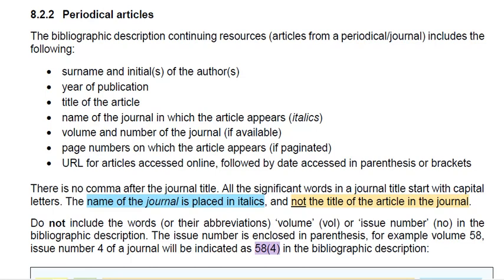Then it further says, because this is also important, do not include the words or the abbreviations volume or issue number in the bibliographic description. The issue number is enclosed in parentheses, which are brackets. For example, volume 58, issue number 4 of a journal will be indicated by 58 in parentheses 4 in the bibliographic description.